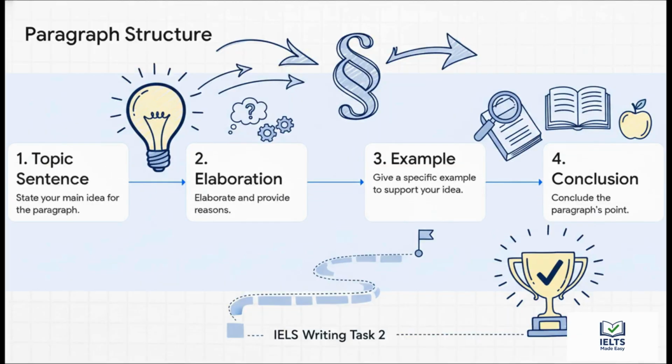Now for the main event, the body paragraphs. This is where you really develop your arguments and rack up those points. And you guessed it, we're going to use a clear, logical structure here as well. So each body paragraph should follow this 4-part structure. You start with a topic sentence. That's your main idea. Then you elaborate on it. You explain your reasoning. After that, you give a specific, concrete example to back it all up. And finally, you wrap it all up with a neat concluding sentence.